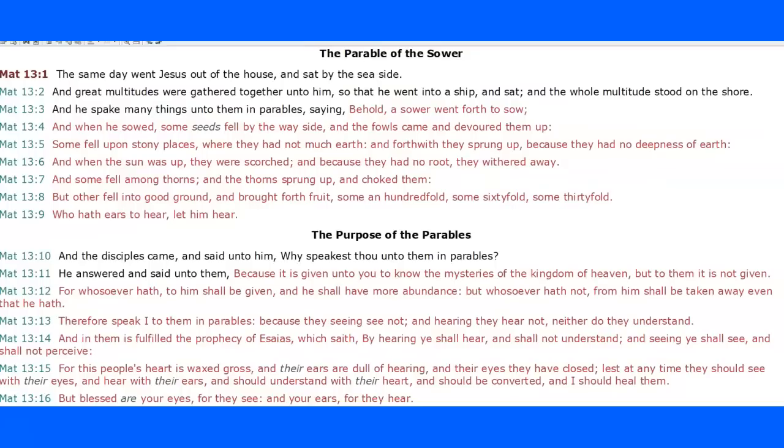And the disciples came and said unto him, Why speakest thou unto them in parables? And he answered and he said unto them, Because it is given unto you to know the mysteries of the kingdom of heaven, but to them it is not given. For whosoever hath, to him shall be given, and he shall have more abundance. But whosoever hath not, from him shall be taken away even that he hath.